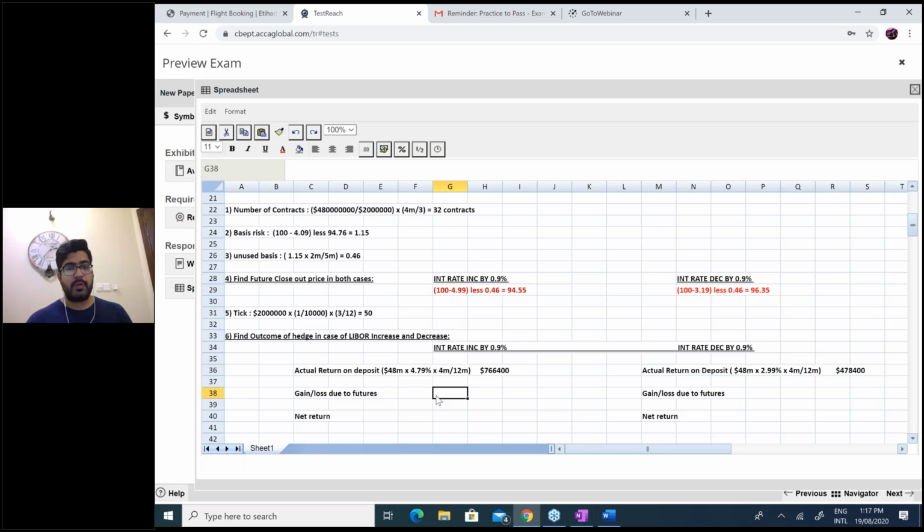So if you have any questions with this step, you can ask. Actual return on deposit is the amount 48 million into rate 4.79 into time period over 12. Any questions? Then I will do the main thing, gain or loss due to futures.